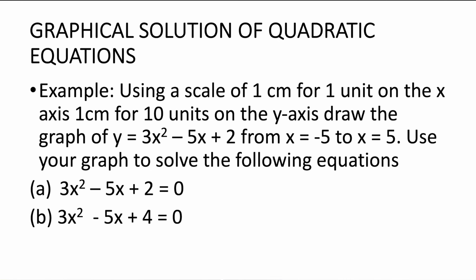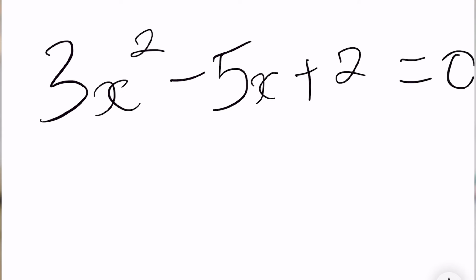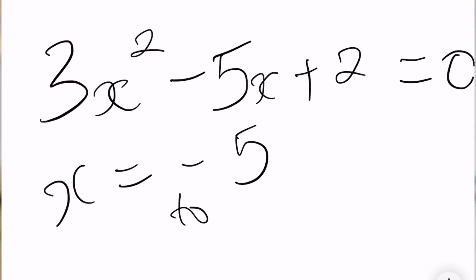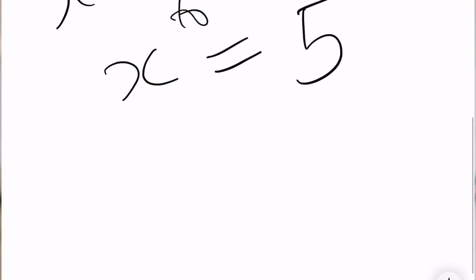3x squared minus 5x plus 2 equals 0 and 3x squared minus 5x plus 4 equals 0. Now, our question says solving 3x squared minus 5x plus 2 equals 0 for x from minus 5 to x equals 5. So our y is now 3x squared minus 5x plus 2.